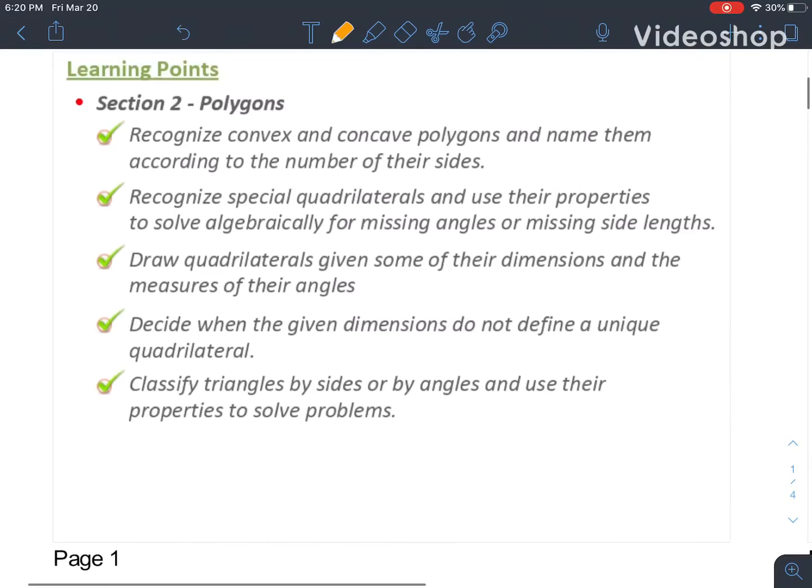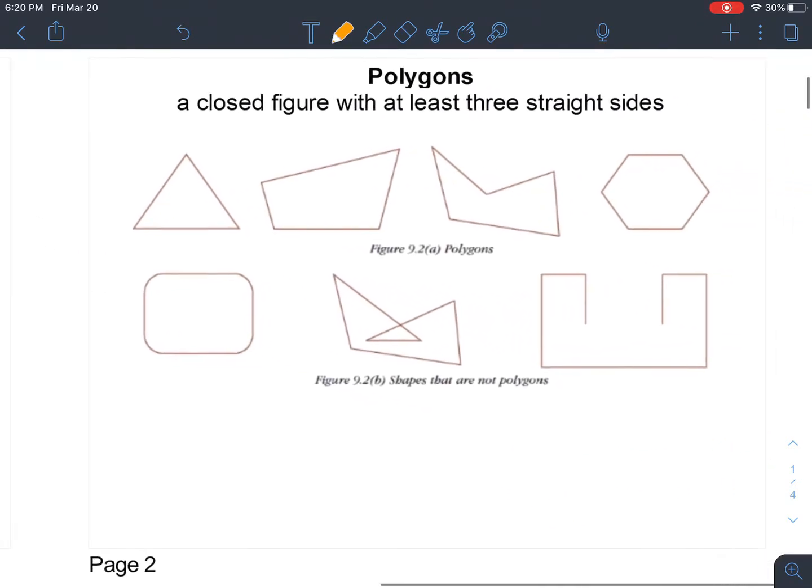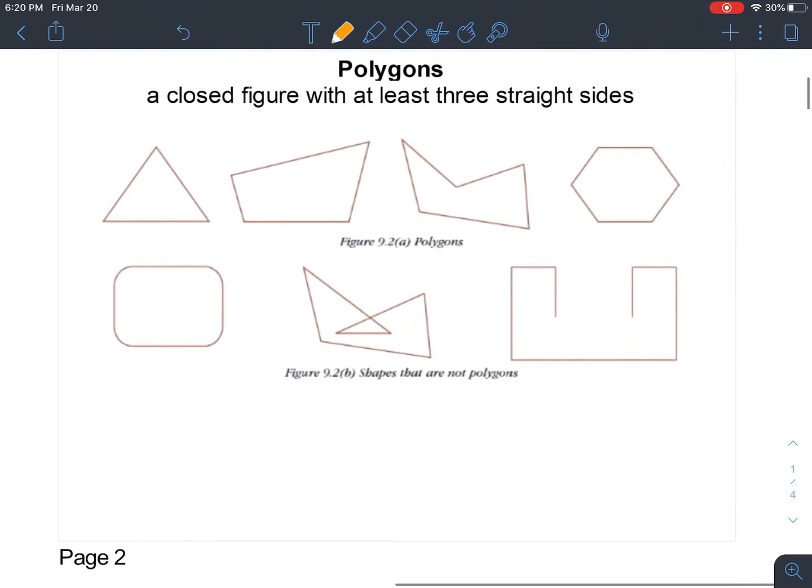Hey everybody, in this lesson we're going to be talking about polygons, and then we're going to focus quite a bit on quadrilaterals as well. So the first thing is that we need to know the definition of a polygon, and that's going to be a closed figure with at least 3 straight sides.